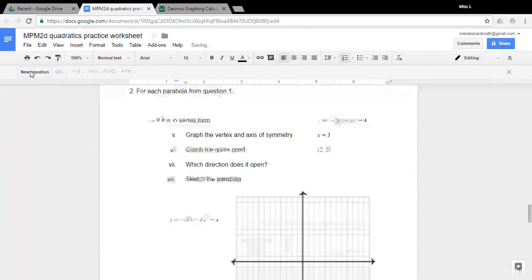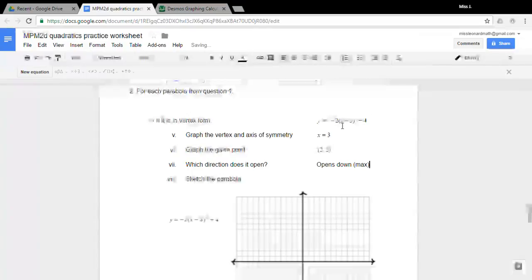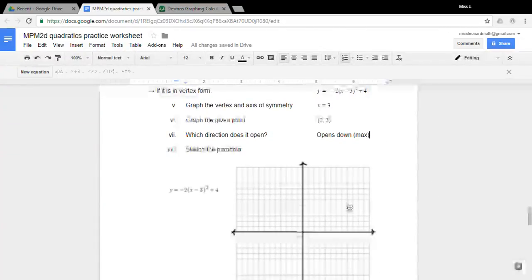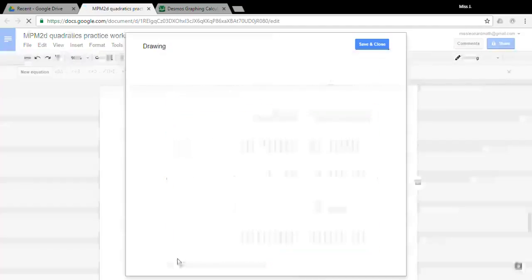Which direction does it open? Well, we can find that out from a. This negative means it's going to open down, and because of that, it has a maximum value. Now we're going to use everything to sketch it. So let me just open this back up.